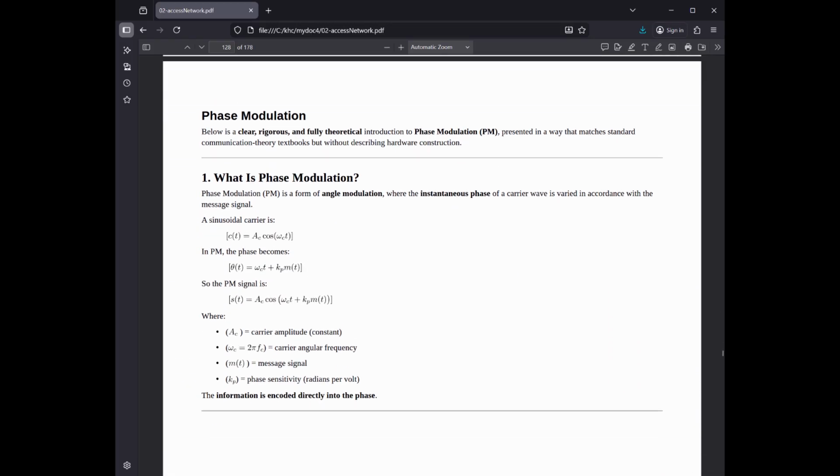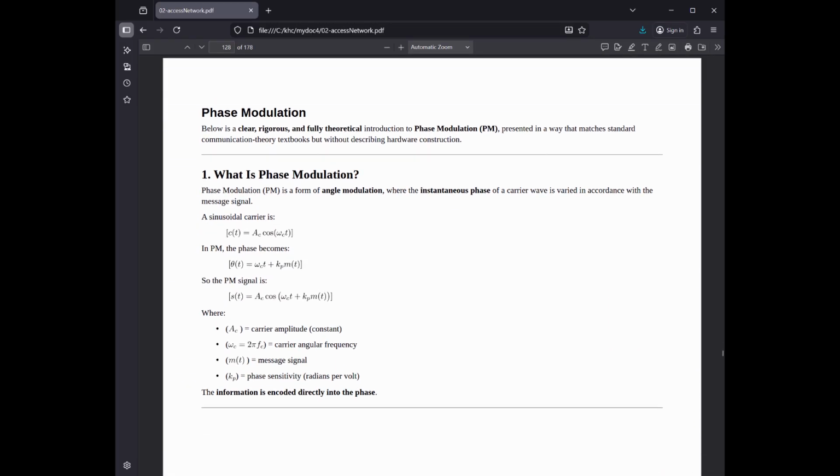Phase modulation, PM. Phase modulation, PM, is a form of angle modulation where the phase of a high-frequency carrier wave is varied in direct proportion to the instantaneous amplitude of the message signal, such as audio or digital data. While it is rarely used for analog radio broadcasting, unlike AM or FM, it is the fundamental building block for almost all modern digital communications, including Wi-Fi, 4G/5G, and satellite TV.